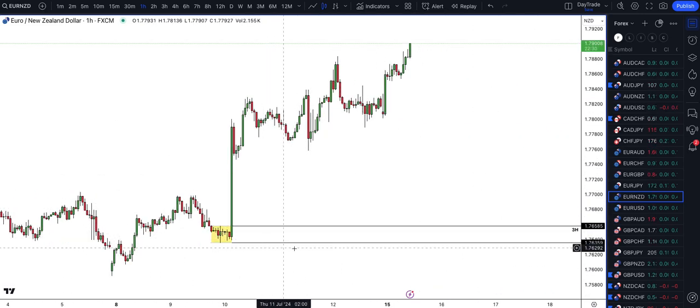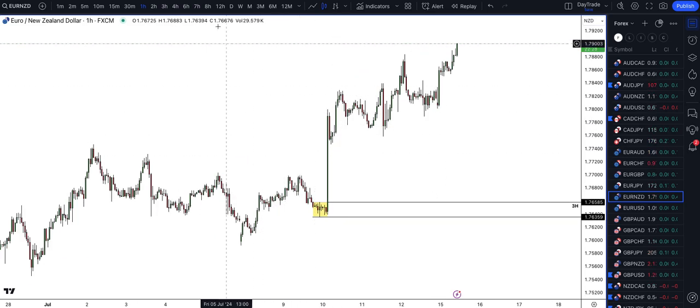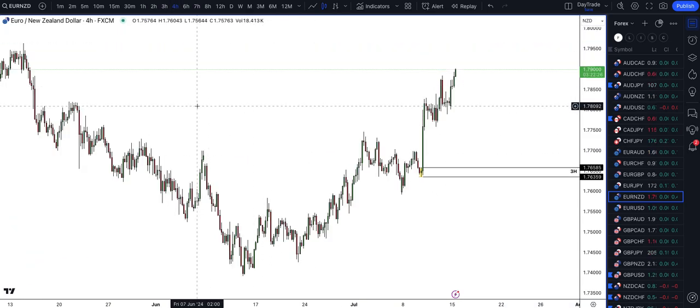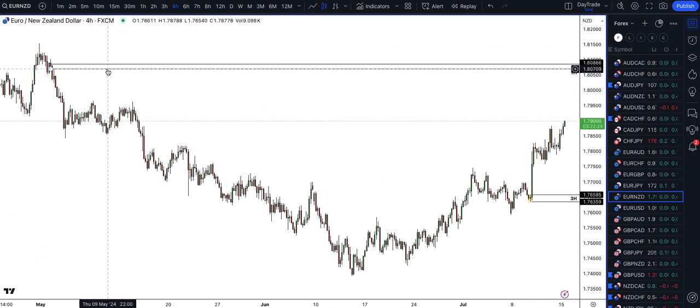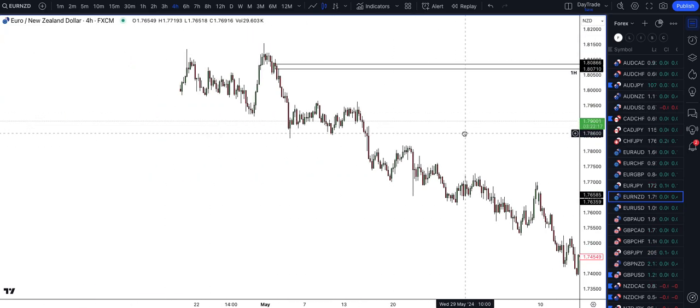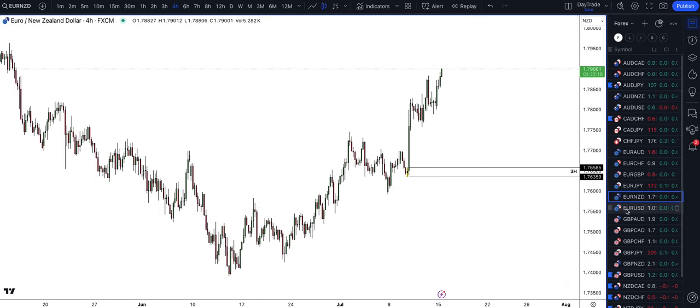3 hour zone below, that's a good one to have on the chart at the moment. Nothing on hourly, 4 hour, and then there's an hourly one above, but again, it's already been tested. So yeah, nothing to look at on here either.